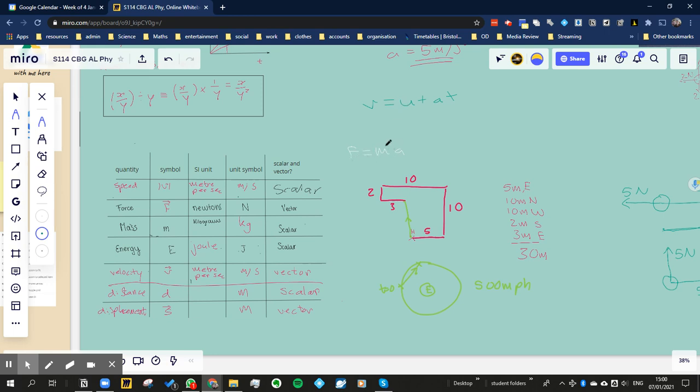In both of these examples, in this one you're linking force to mass and acceleration, and you're saying that the force applied to something would be equal to the mass multiplied by the acceleration of that object. And over here, we're saying the final velocity is equal to the initial velocity plus the product of the acceleration and the time taken.